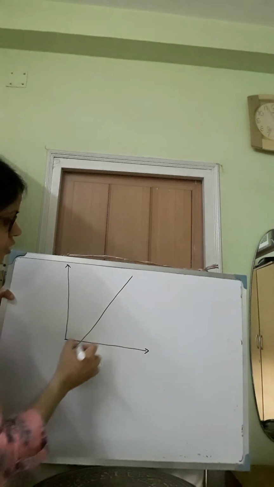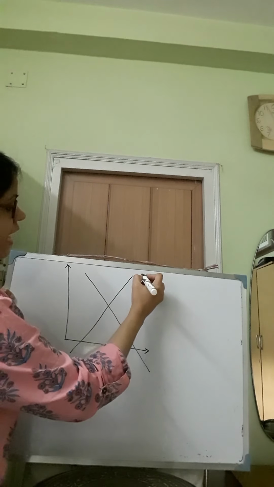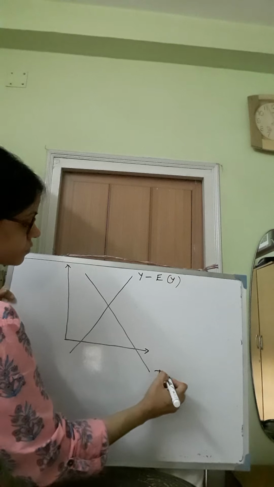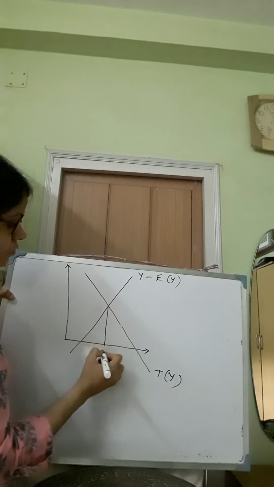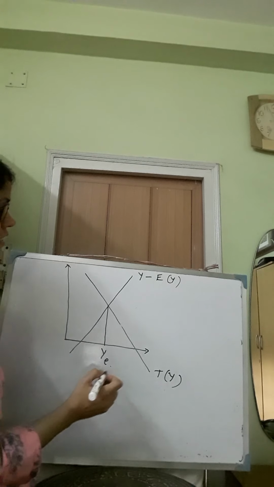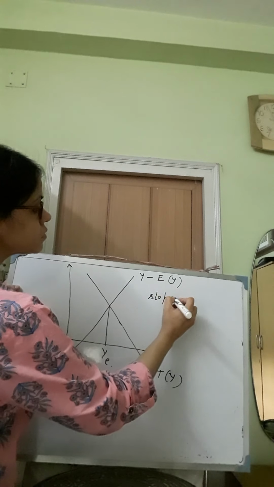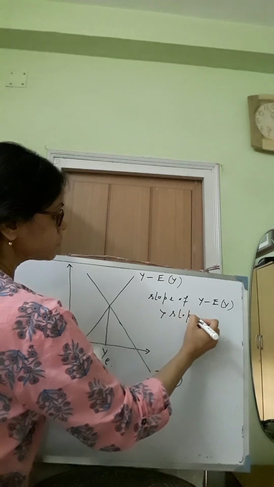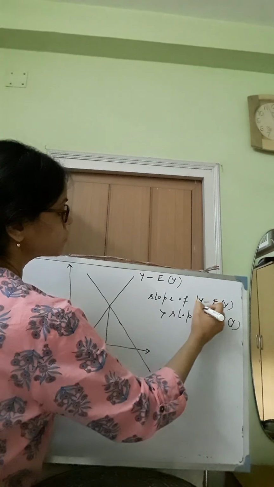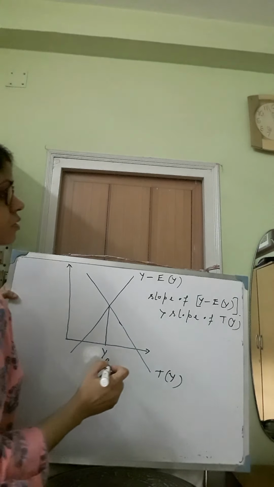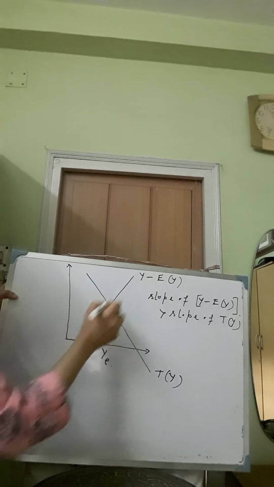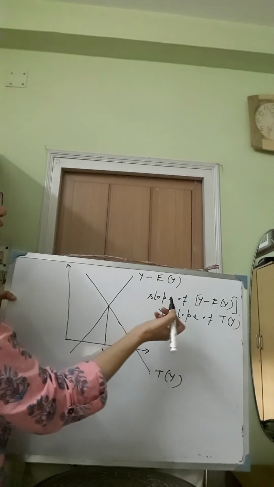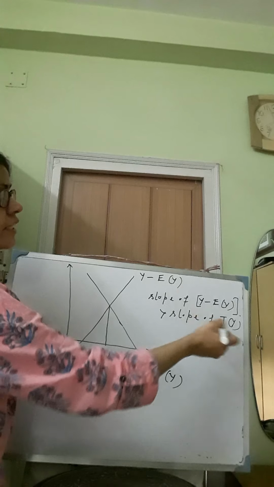Now we have the equilibrium level of income when we have the equality between y minus Ey and Ty here. This equilibrium level of income is stable when the slope of y minus Ey is greater than the slope of Ty. Here the y minus Ey schedule is positively sloped and the Ty schedule is negatively sloped, so automatically the slope of y minus Ey is greater than the slope of Ty.